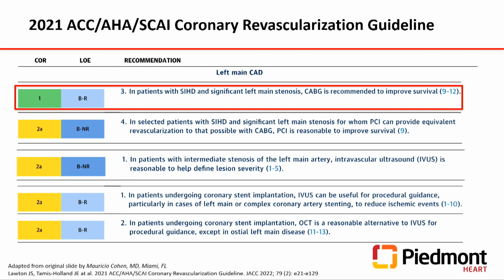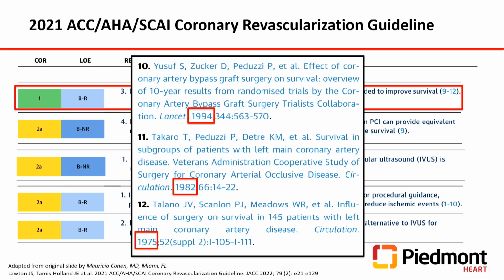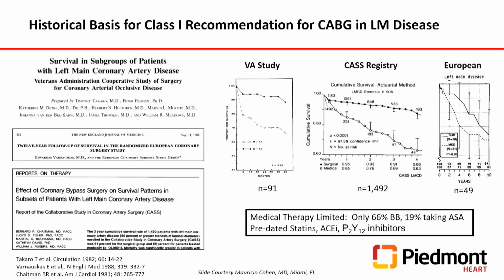The one caveat of this is that the data that inform the recommendation for the class 1 indication for bypass surgery is over 40 years old now. And it's data from these studies from the 70s and 80s that compared bypass surgery to medical therapy. In an era when medical therapy was very limited, with only 66% of patients on beta blockers and less than 20% of patients taking aspirin in these studies. It predated the use of statins, ACE inhibitors, and contemporary treatment with P2Y12 inhibitors and so on.